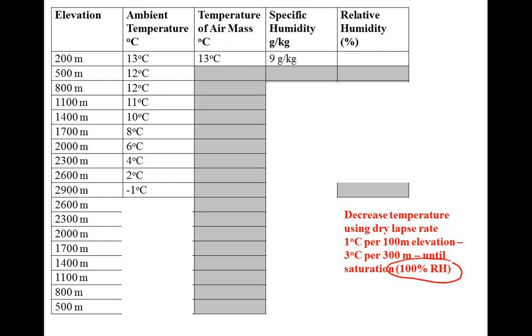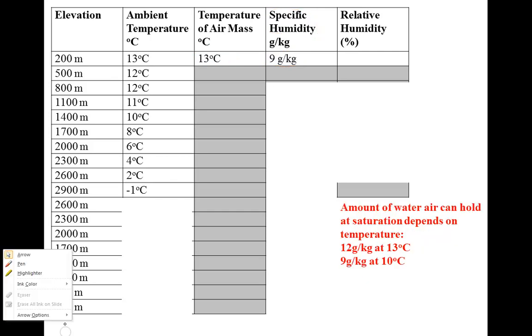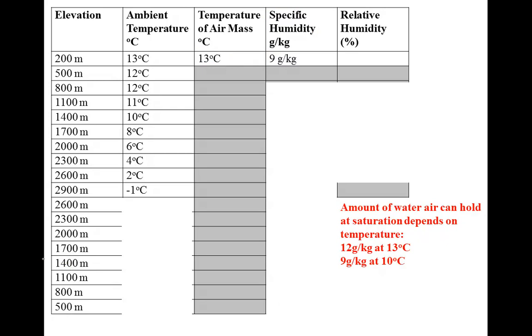So our starting conditions in this sample problem are a temperature of 13 degrees Celsius with 9 grams of water per kilogram of air. This quantity is called specific humidity: mass of water per mass of air. To calculate relative humidity, we need to know how much water air can hold at different temperatures. Again, these are givens.